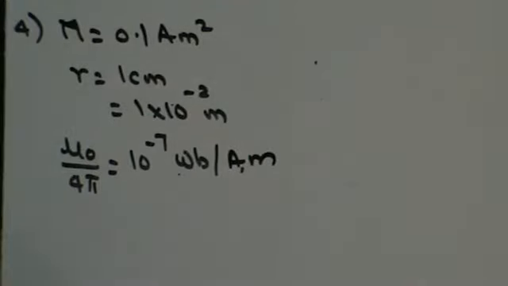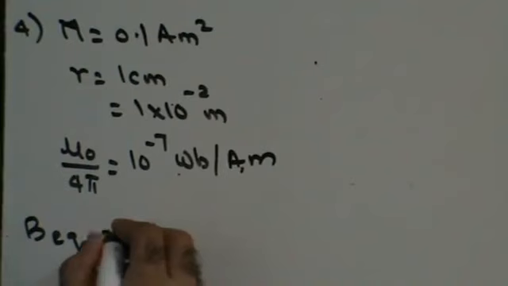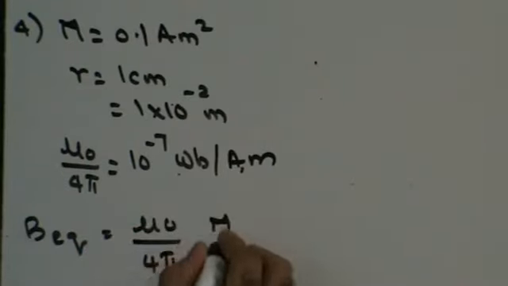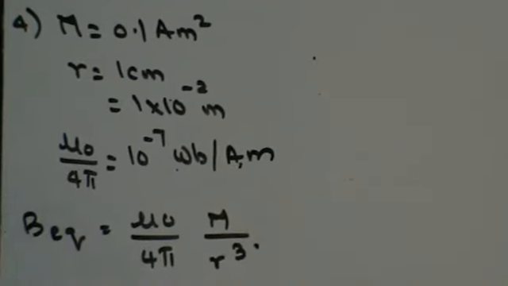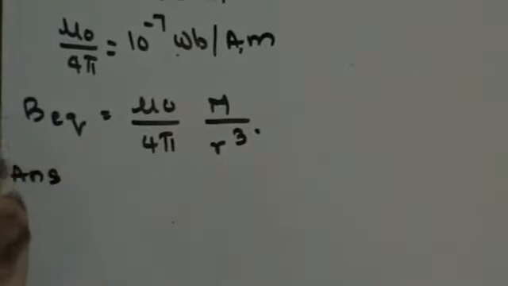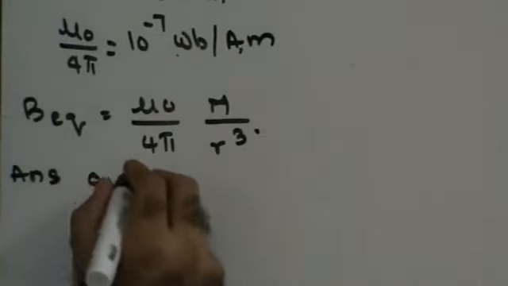Now, they want you to find out the magnetic induction along the equator. Magnetic induction along equator is nothing but mu 0 upon 4 pi, m upon r cube. All the values are given to you. Straight multiplication again. Answer is 0.01 Webers per meter square.